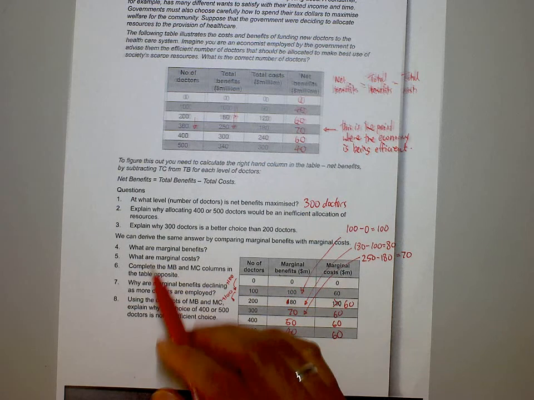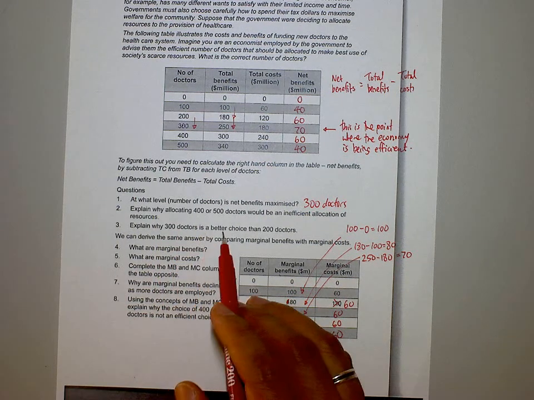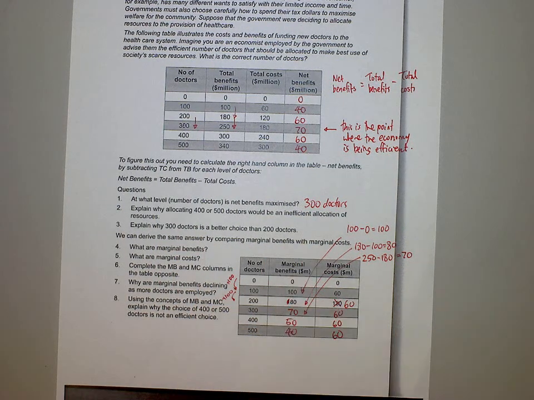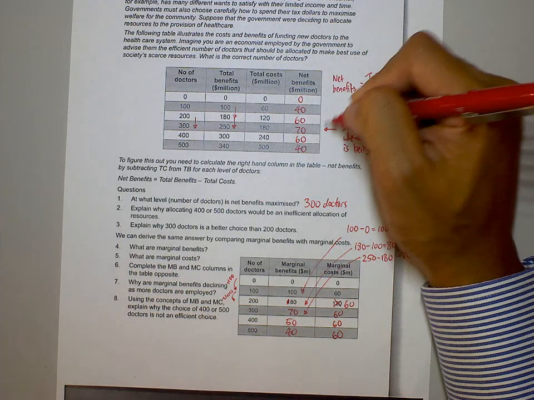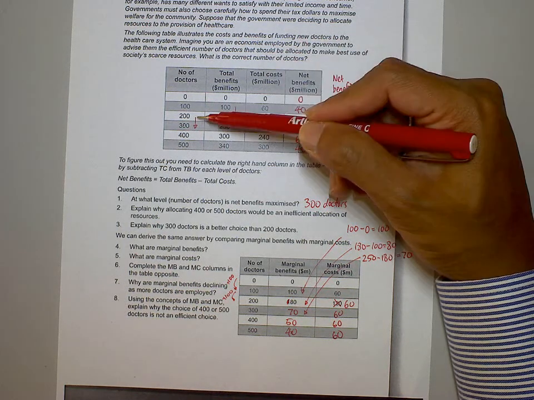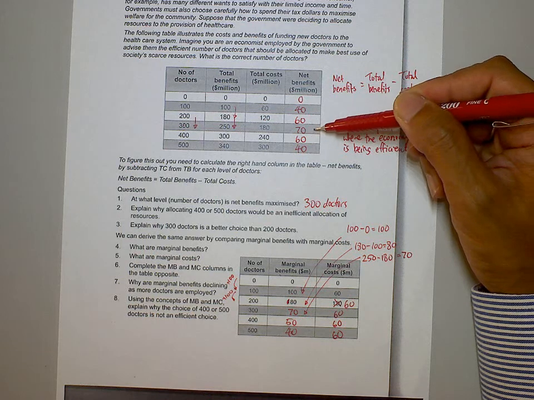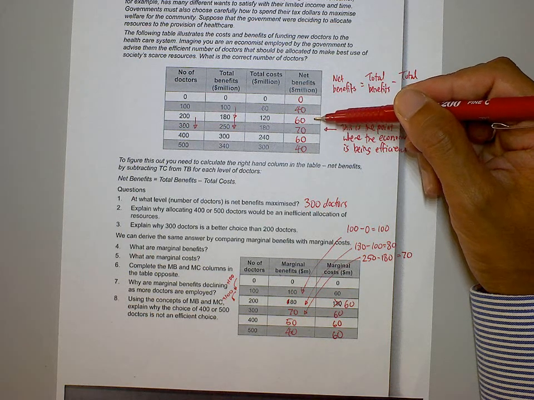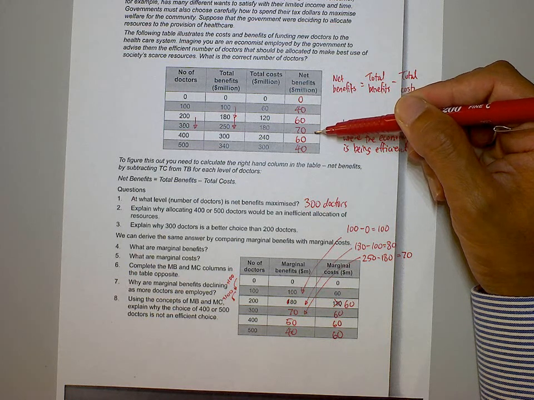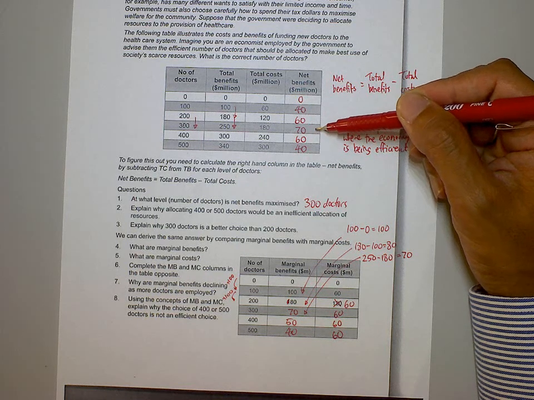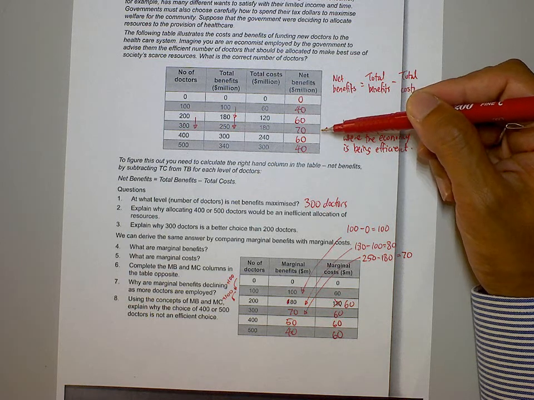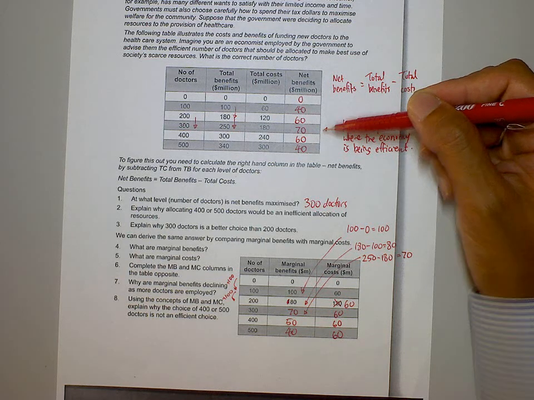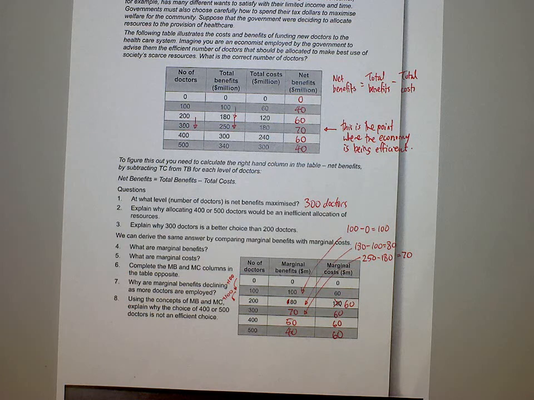Number 3, explain why 300 doctors is a better choice than 200 doctors. Same concept again. The reason is because as we move from 200 to 300, the net benefit of that choice is higher. So the net benefit is not 60, it is now 70. And the whole idea behind marginal analysis is to reach a point where net benefit is the highest. Okay, so those are questions 1 to 3. So now we want to move on to the table below.